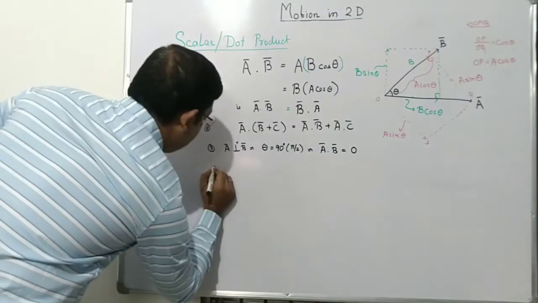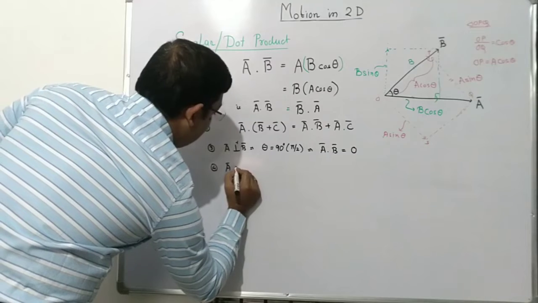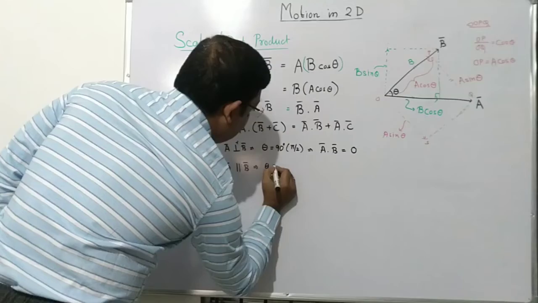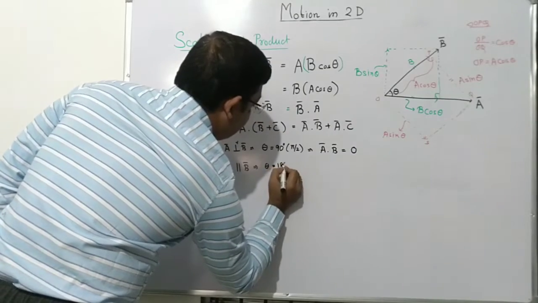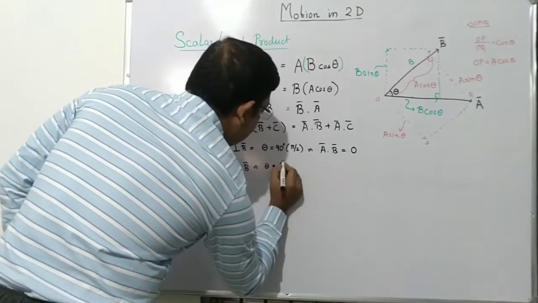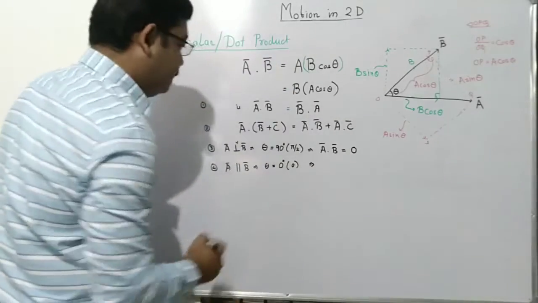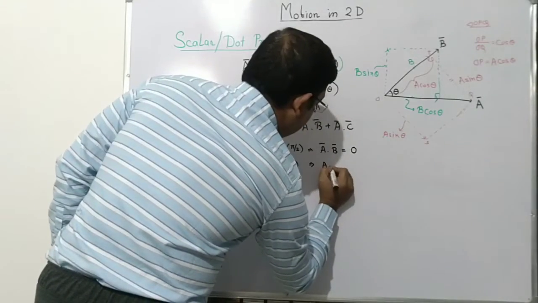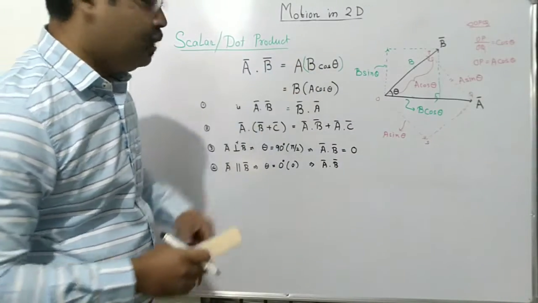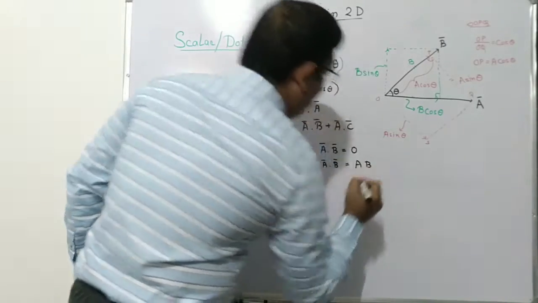Second, number 4: if A is parallel to B, then theta has to be 0 degrees, which means that A dot B is A into B into cos 0, that is 1, so this must be equal to simply the product of the magnitudes of the two vectors.